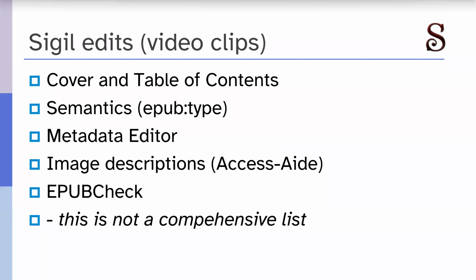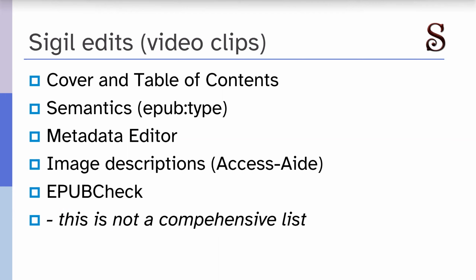Now, do you want to see Sigil in action? Good, we have prepared some videos for you. And let me tell you, this is not a comprehensive tutorial for creating an accessible book, not at all. It's a starting point. These are some examples of what Sigil can do. We will show you a video about adding a cover and creating a table of contents, which is very important to have in an EPUB.